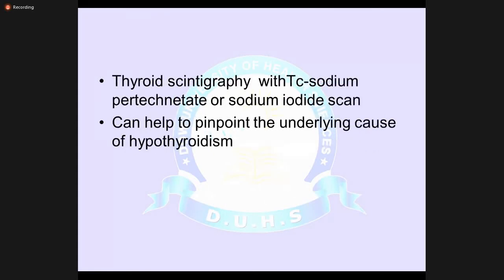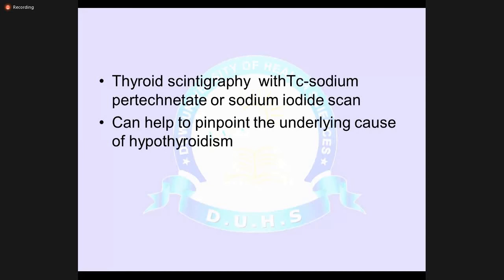Besides doing the blood CP, the serum TSH level, the free T4 level, and the radiological investigation for hypothyroidism, thyroid scintigraphy with technetium sodium pertechnetate or sodium iodide scan can help to pinpoint the underlying cause of hypothyroidism, in which you give an injectable solution into the vein, and you see whether that gets concentrated in the thyroid gland or not. But if you take the scanning and there is no accumulation of that dye in the thyroid, it means that there is some problem with the thyroid gland that is not accepting the dye.